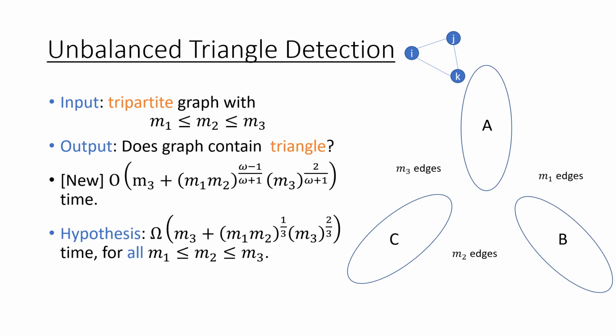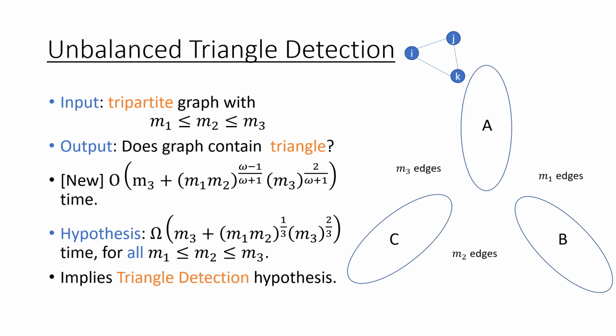By adapting techniques used for general graphs, we design a new algorithm whose runtime is expressed here. And for simplicity, if we assume that omega equals 2, like we did before, then the runtime becomes m3 plus m1 times m2 to the third times m3 to the 2 thirds. Our new hypothesis states that this is the best that one can obtain for unbalanced triangle detection.